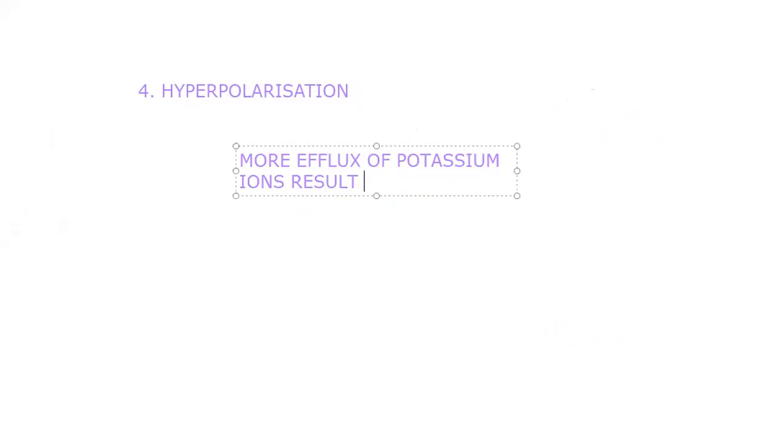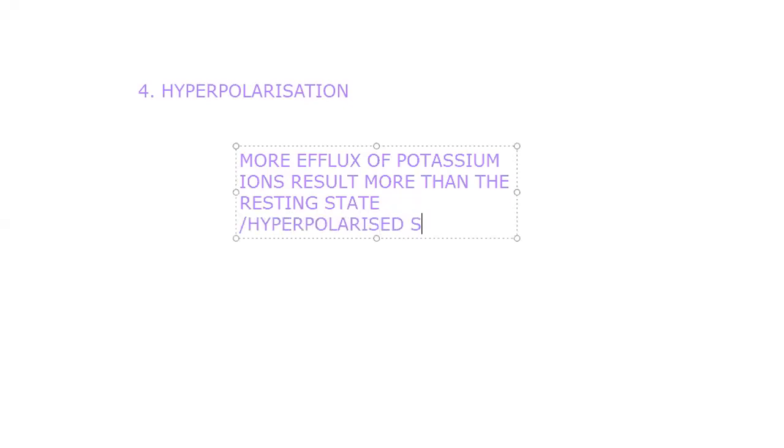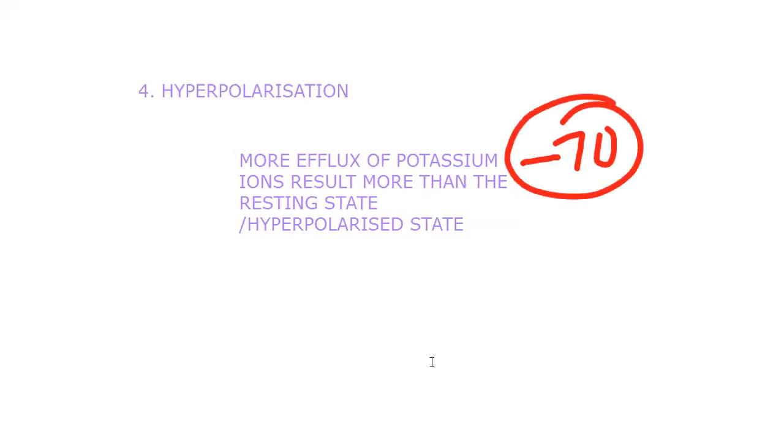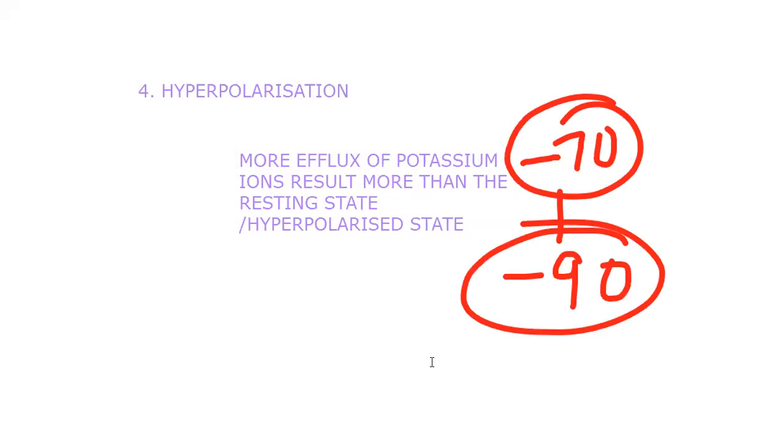What do you call this status? More than the normal state, more than the rest, we can say. More than the resting state. What do you say? Hyperpolarization. Polarization is the normal state. Resting state means minus 70, but we are talking about more than the resting state. That means reaching minus 90. So what will be the voltage of this particular hyperpolarization? Minus 90.